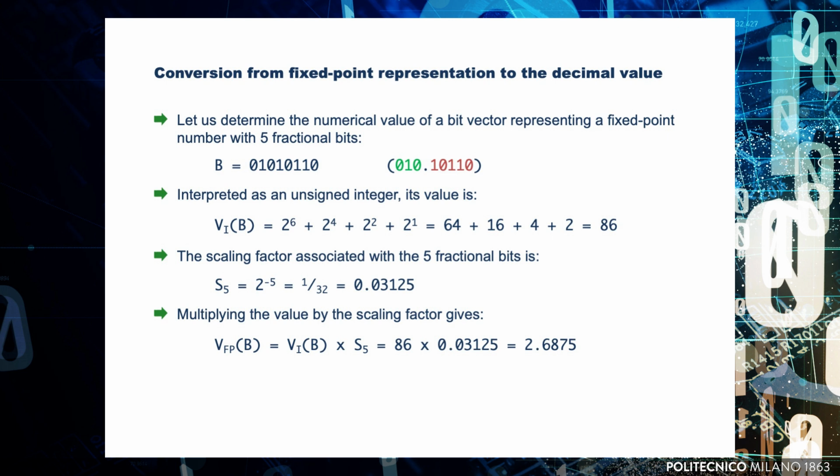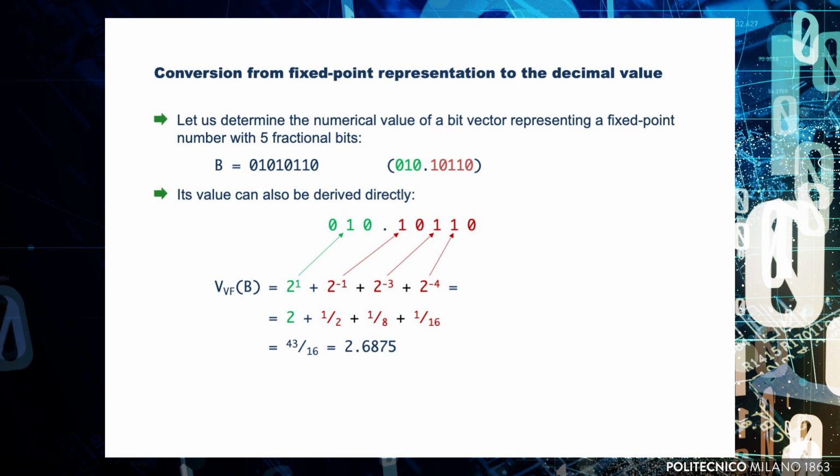We begin by interpreting B as an integer. The result is 86. Next, we compute the scaling factor, which is 2 raised to the power of minus 5, obtaining 0.03125. Finally, we multiply these two values, obtaining the result which is equal to 2.6875.